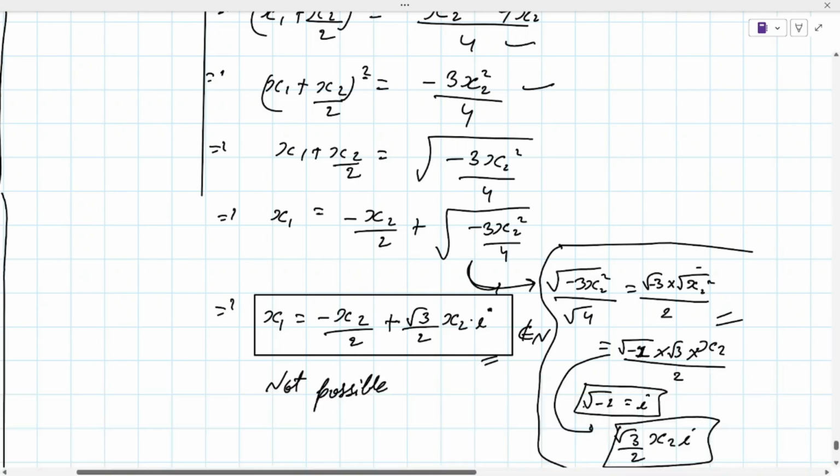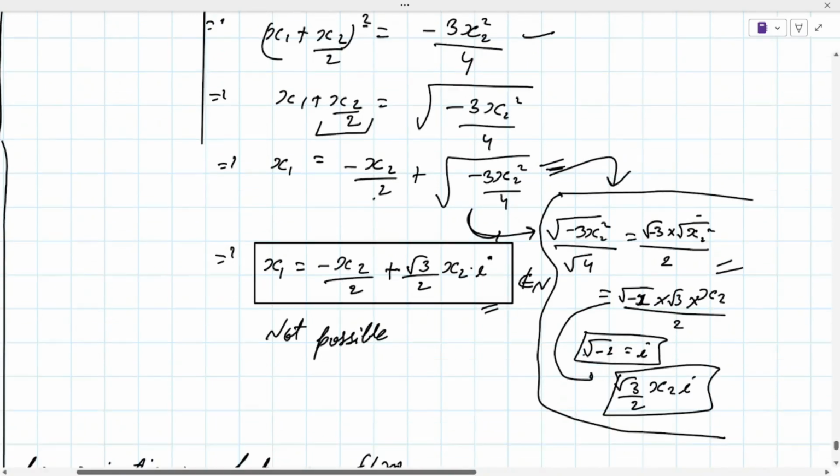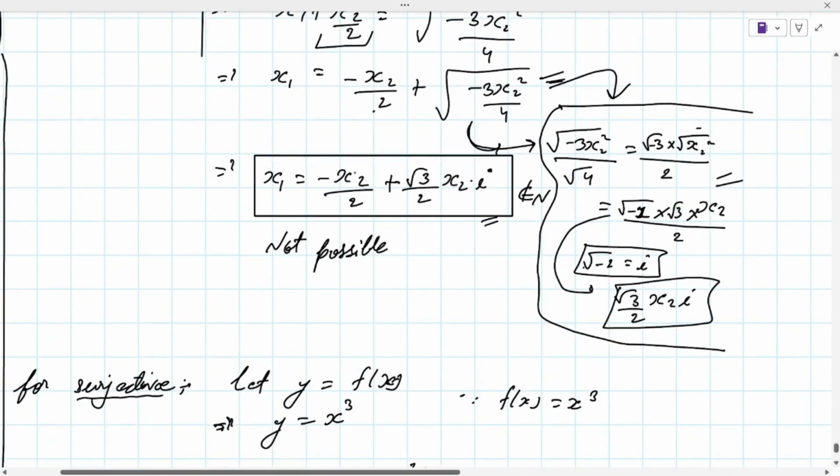Or you can say that taking root under both sides, है ना? Okay. Taking root under both sides. So on the left side it will cancel because it's already a square, है ना? Now this part I take to the right side, so it will be minus x2 by 2, and this part we can solve like this. I have already explained here, है ना? So this will be minus x2 by 2 plus root under 3 by 2 x2 into i. i means iota, है ना? Which is the imaginary part. So this whole part does not belong to N, na? So this is not possible, okay?